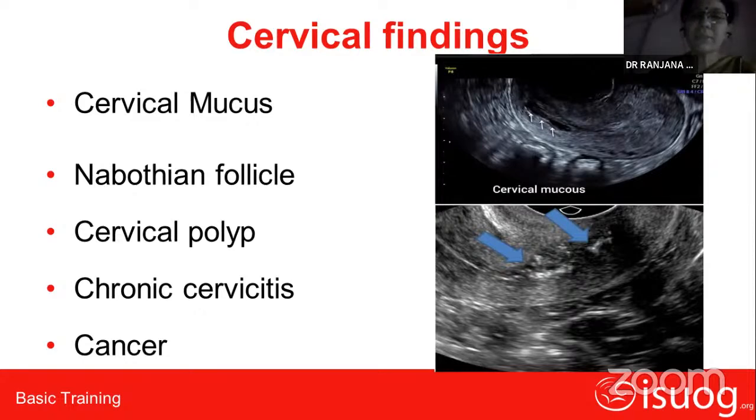The second is chronic cervicitis. See the lower portion, we are seeing an echogenic focus, and in them also there are some anechoic watery structures, which is the mucin secreted from that.